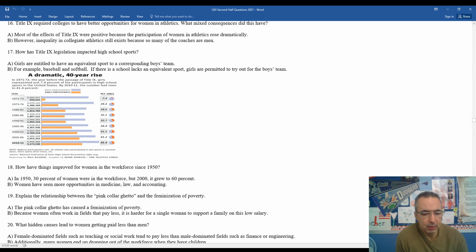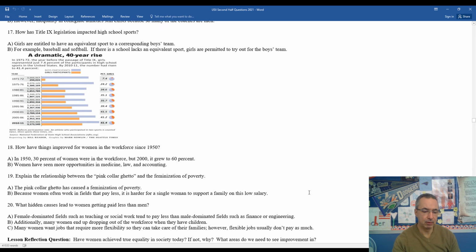Explain the relationship between the pink-collar ghetto and the feminization of poverty. The pink-collar ghetto has caused the feminization of poverty because women often work in fields that pay less. It's very difficult for a single woman to support a family on a lower salary. So there's still a pay gap between men and women.